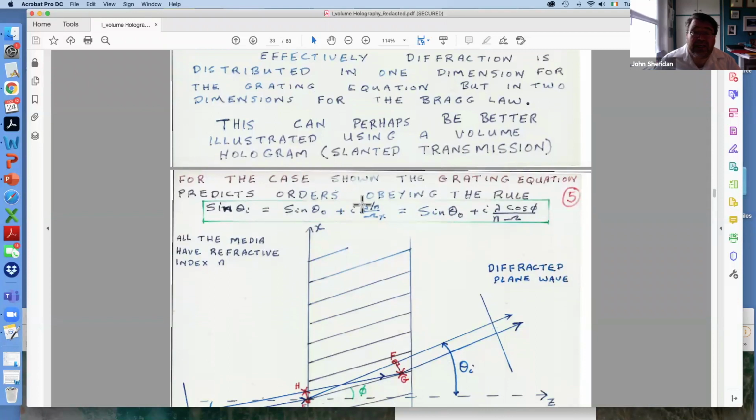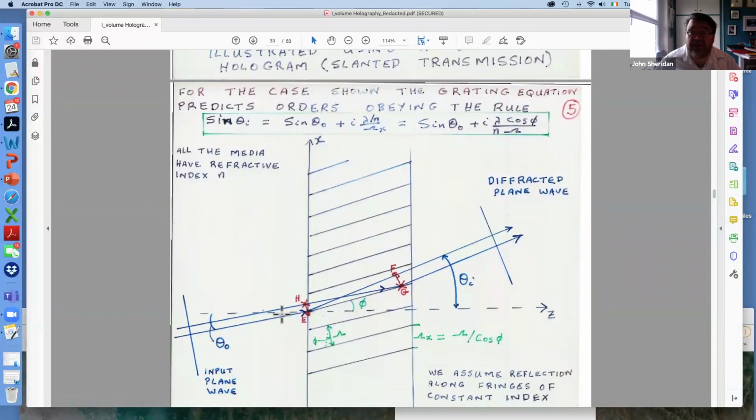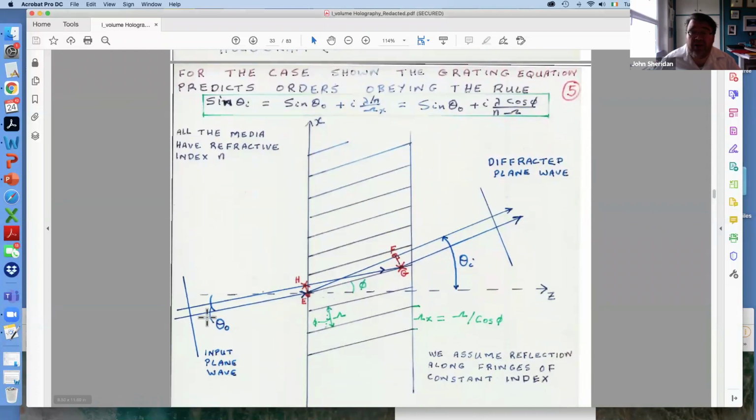For the case shown, the grating equation predicts the following sets of orders. We can plug this in here. Here's our grating, a slanted grating. We've got our input plane wave, and we've got the two waves scattered off at different points of the fringe. And we have all our angles: our input angle, our output angle, our period here, and our period along the boundary. We've assumed this is uniform, so this is the exact same period you'll have over here.